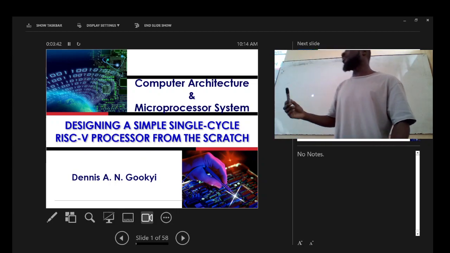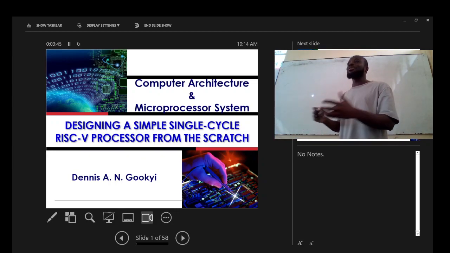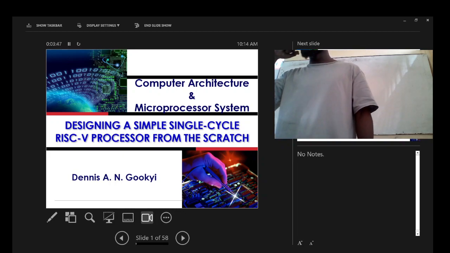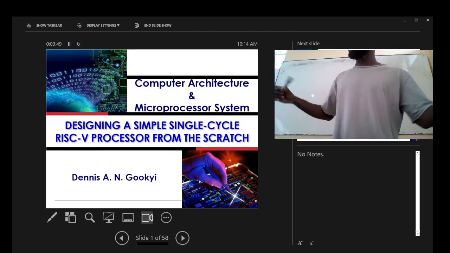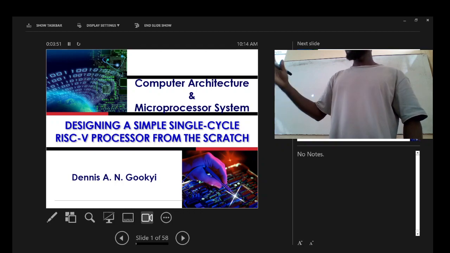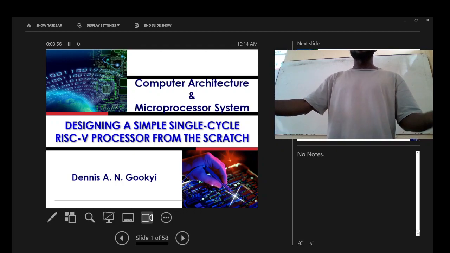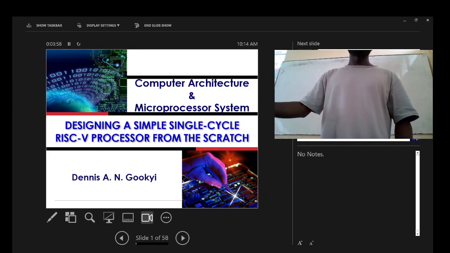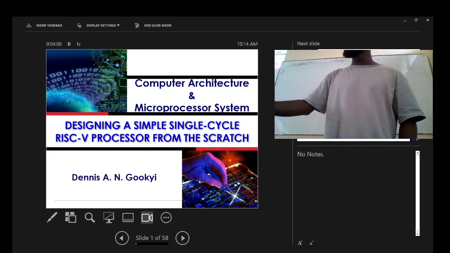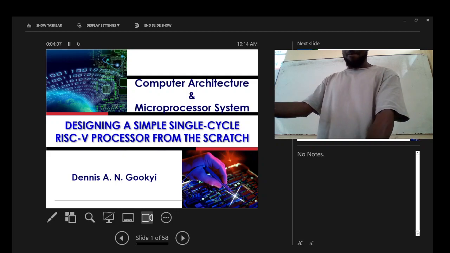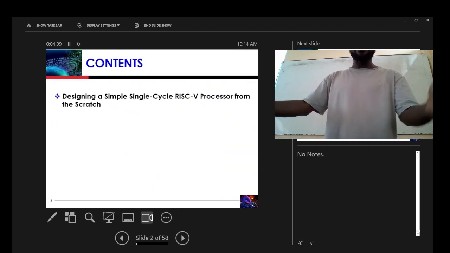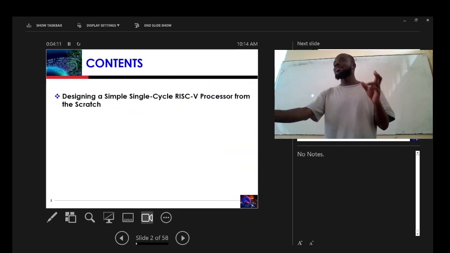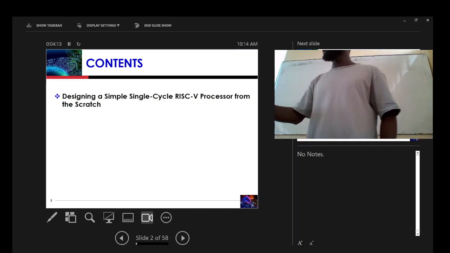So now what we are going to do is use the instructions we've learned so far, right? And then we are going to use the individual components, combine them to design the CPU, then test it in simulation. We can't do the board test now because that will take time. So we will only do simulations, right? To see whether our design is working. So we are designing a simple single cycle CPU from scratch. That's what we are doing right now.